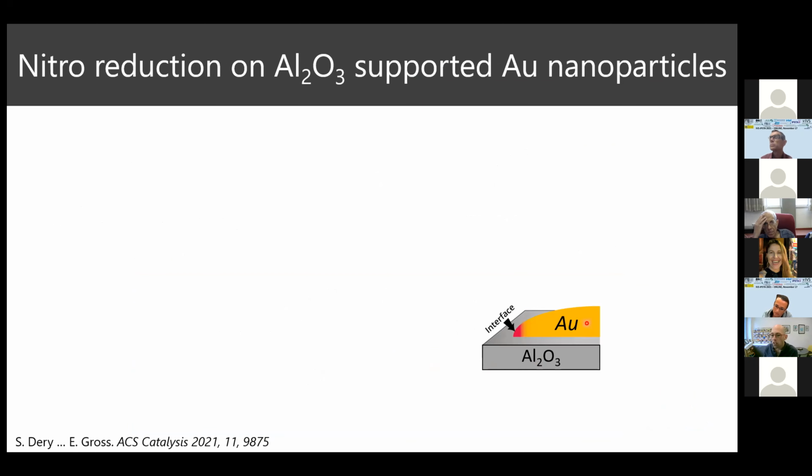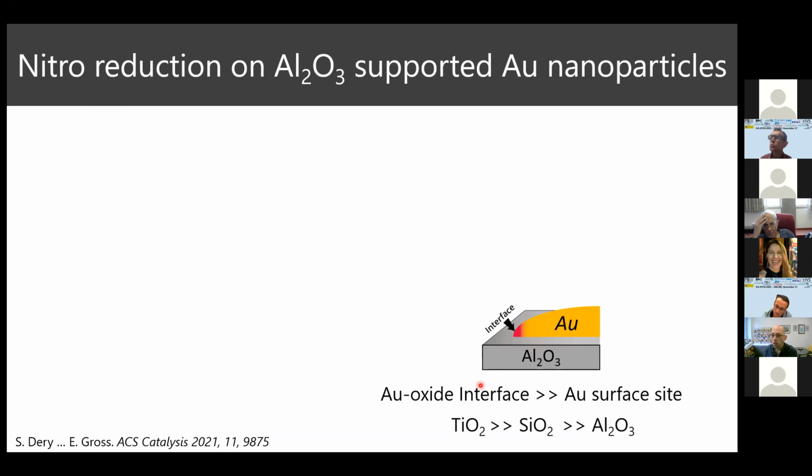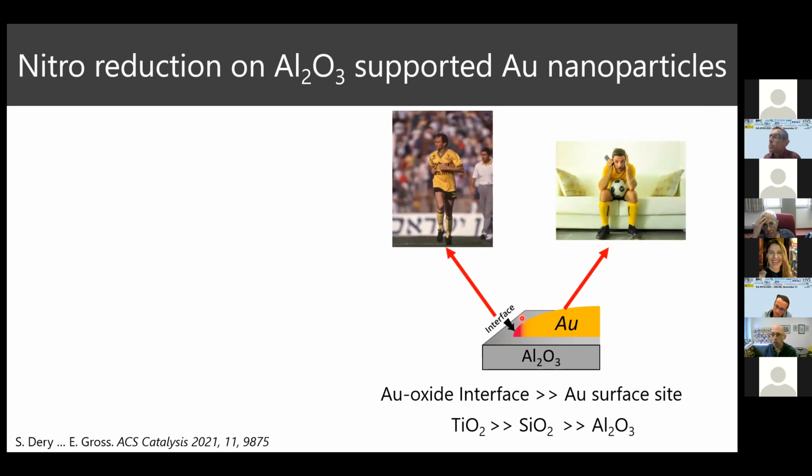So we took this gold nanoparticle, we put it on alumina. We use a different molecule. I will show you a molecule that is a probe for hydrogenation reaction. And we expect to see that the gold oxide interface should be more reactive than the gold surface sites. And we know that at the interface, if we have titanium, it's more reactive than silica and alumina. So we start with the metal oxide in which we expect to see the lowest effect of the interface. So again, we have these interface sites and the less reactive sites.